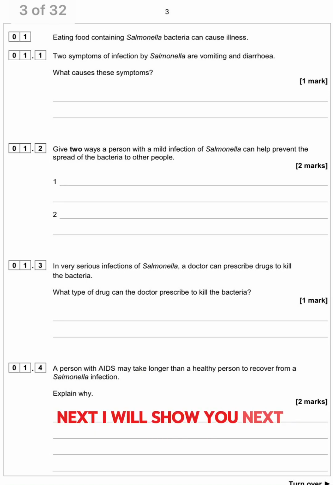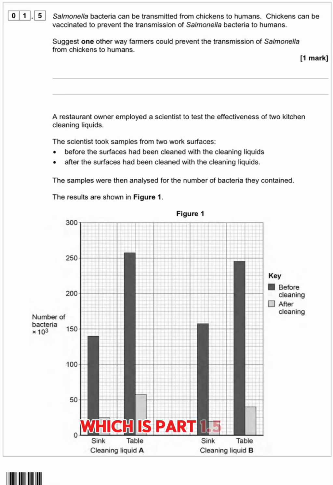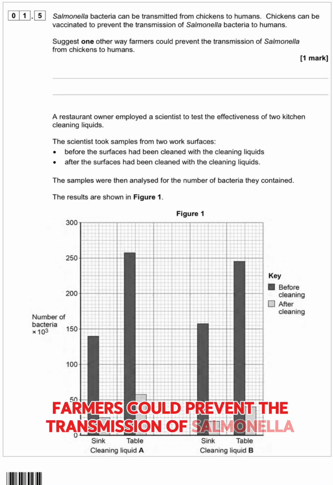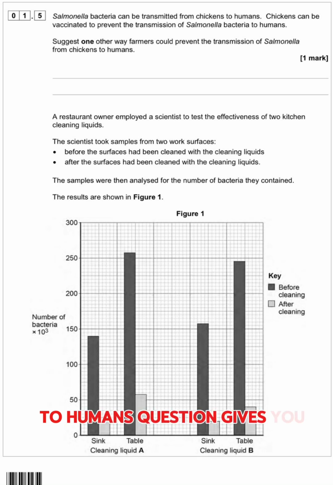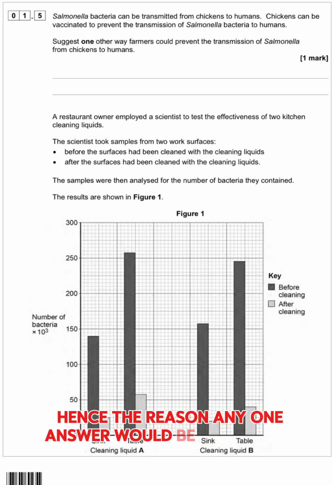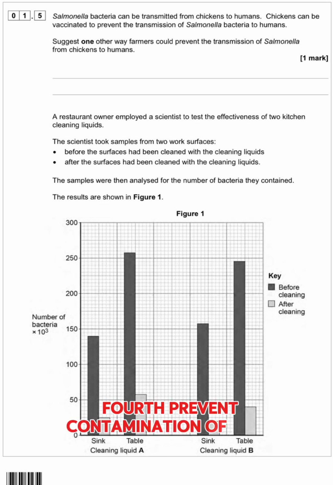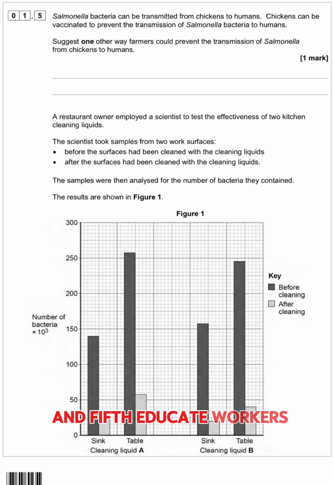Next I will show you the next part of the same question, which is part 1.5. Here the question asks to suggest one other way farmers could prevent the transmission of Salmonella from chickens to humans. The question gives you 1 mark, hence any one answer would be acceptable. First, improve hygiene in chicken farms. Second, regularly clean and disinfect equipment. Third, keep chickens in clean conditions. Fourth, prevent contamination of meat during slaughter. And fifth, educate workers about hand washing.